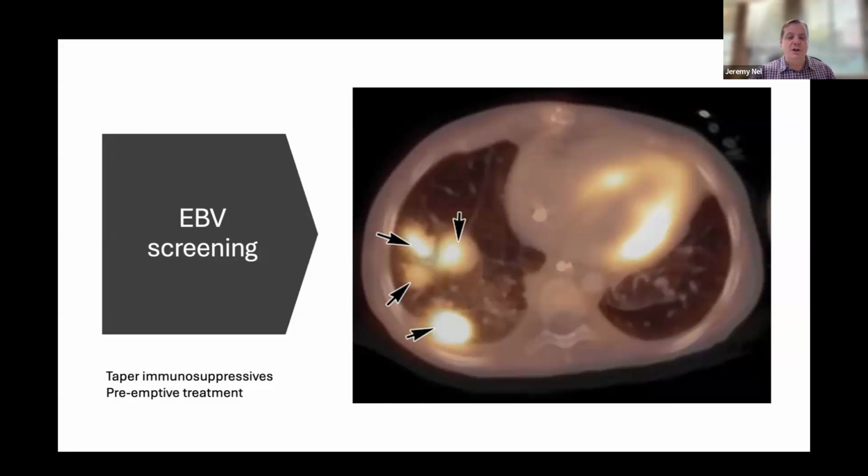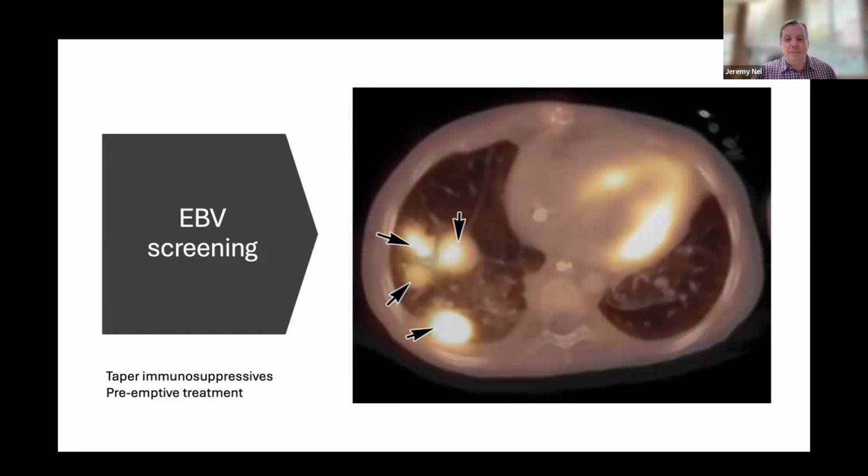The issue is its oncogenic potential. Specifically in the post-transplant setting, this entity called post-transplant lymphoproliferative disorders, PTLD. That's a spectrum of lymphoproliferative disorders ranging from just sort of asymptomatic replication all the way to florid lymphoma.